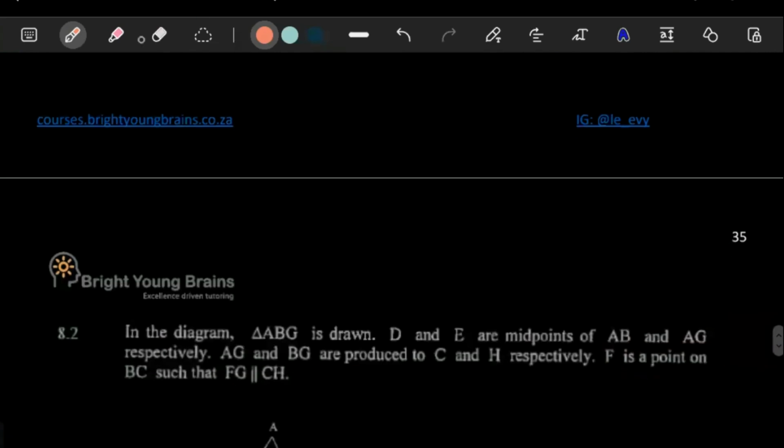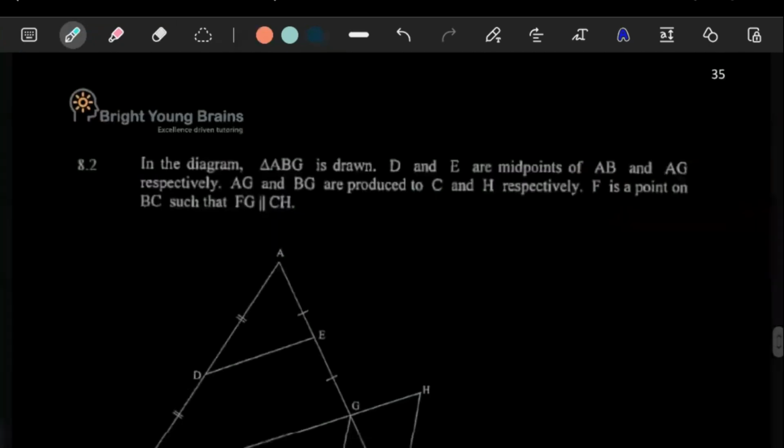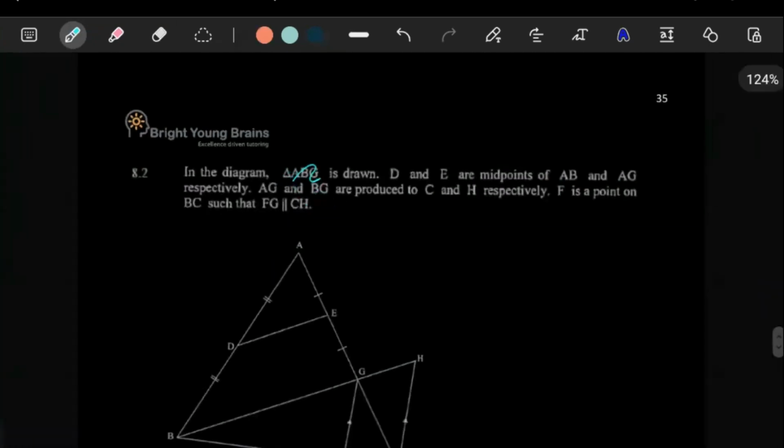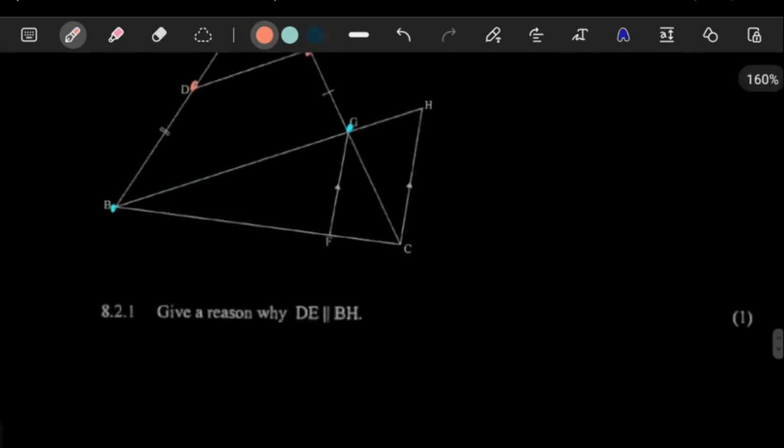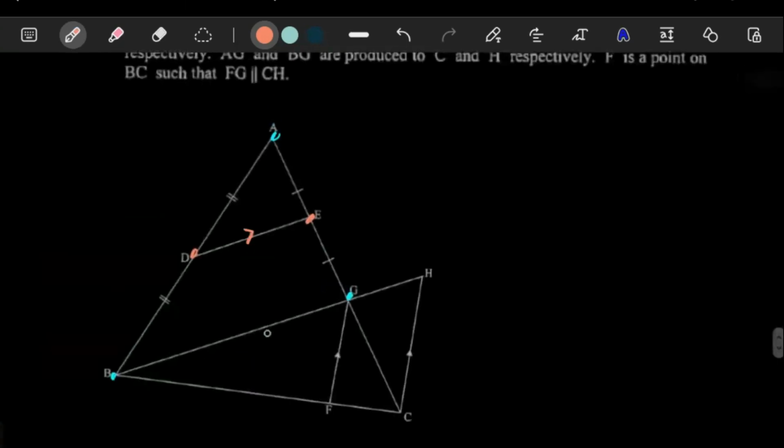Then they said here 8.2. Guess we're dealing with another diagram. In the diagram, A, B, G. So there's A here, there's B here, and then there's G over there. They said D and E are the midpoints. Okay, fine. If these are midpoints, it automatically tells you that these lines here are parallel.